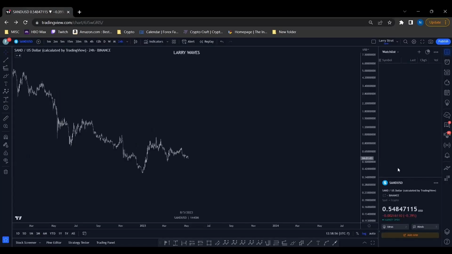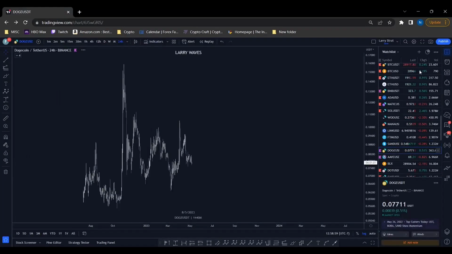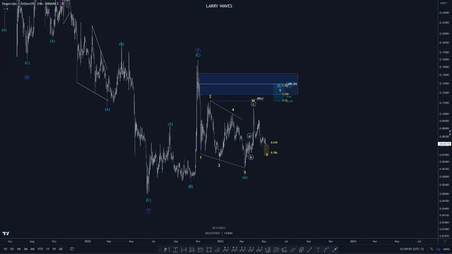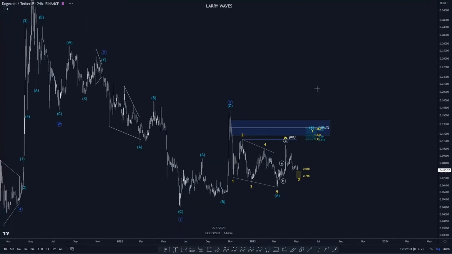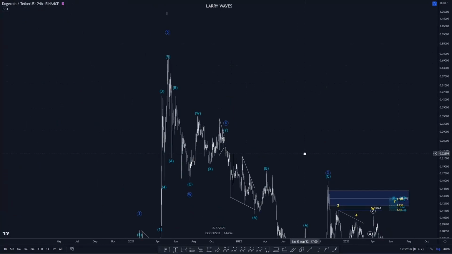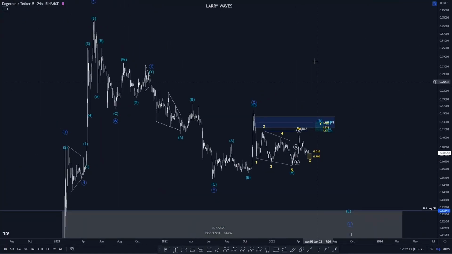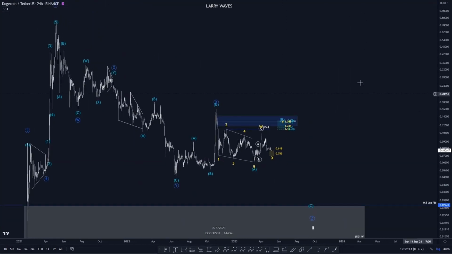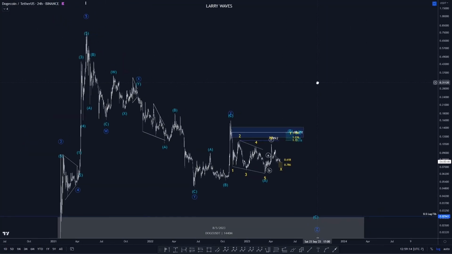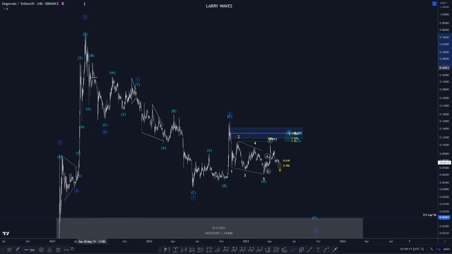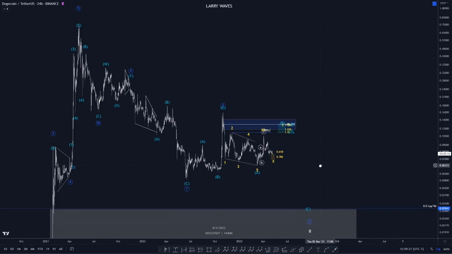And then there was Doge. I'm not sure if this one will rise to heights again. I'm not sure if it will survive, but this is a WXYXZ combo, which is pretty rare. It's not a triple zigzag. It's a WXYXZ combo. The Z wave's getting a little extended in time here, so that's a little bit concerning.